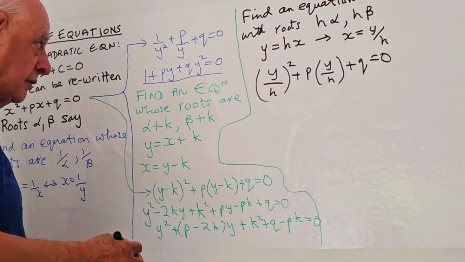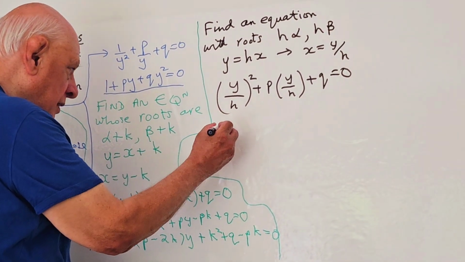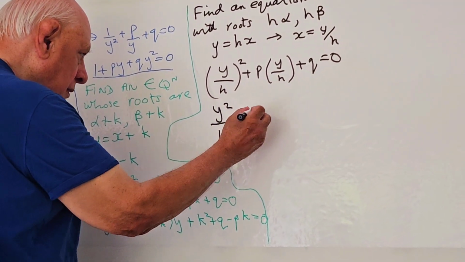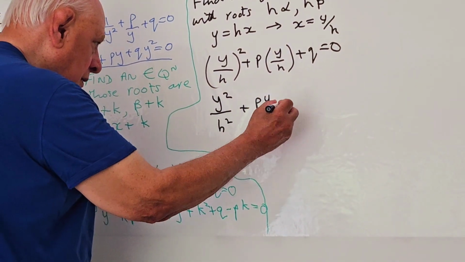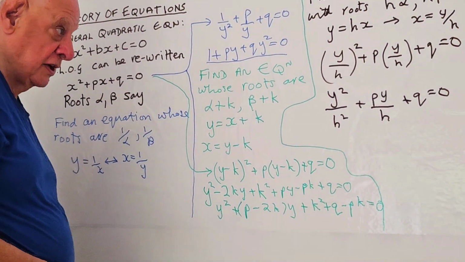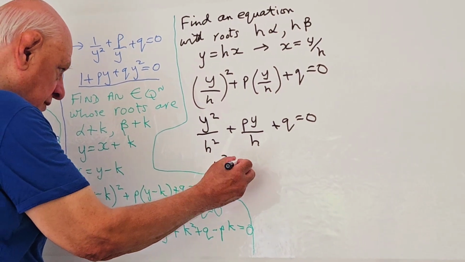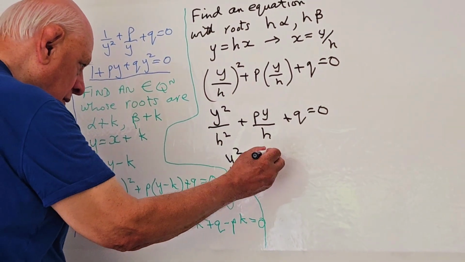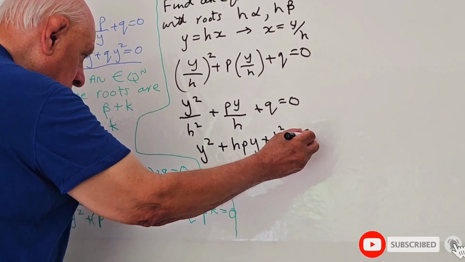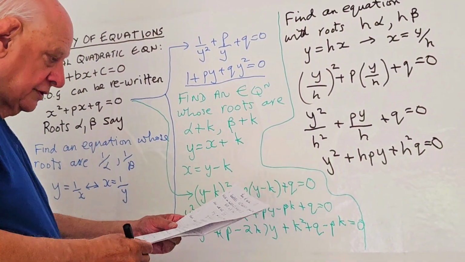Yep, that seems to be okay so far. And then simply simplify all that. So you've got y squared over h squared plus py over h plus q is 0. We want to tidy that a little bit, just multiply through by h squared, and we'll get y squared plus hp y plus h squared q is equal to 0. Let's make sure that that is right. That looks fine to me.